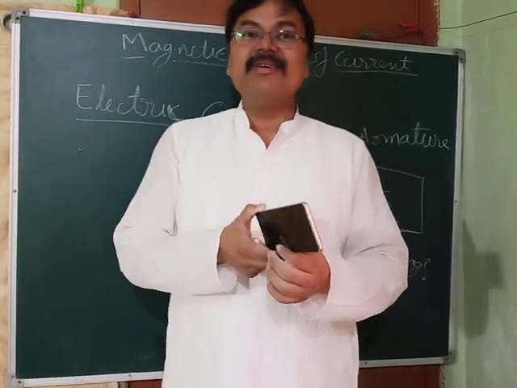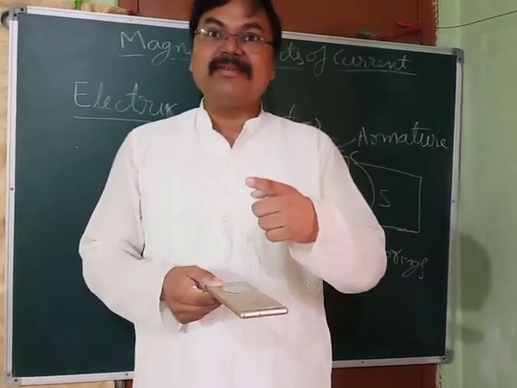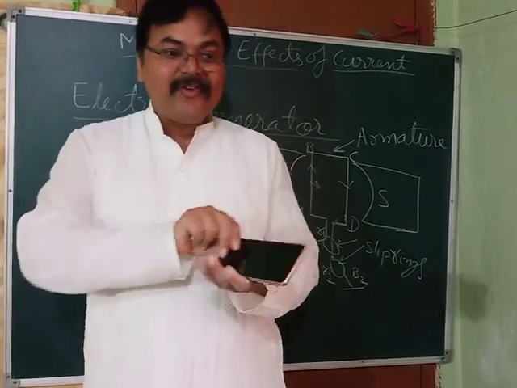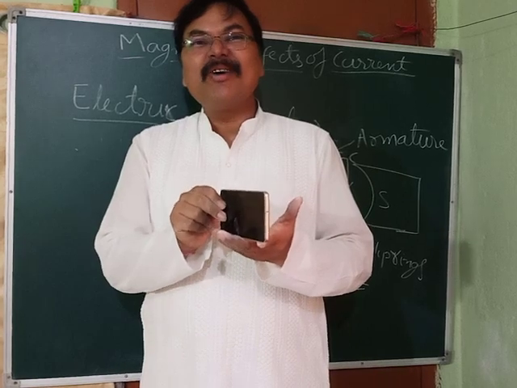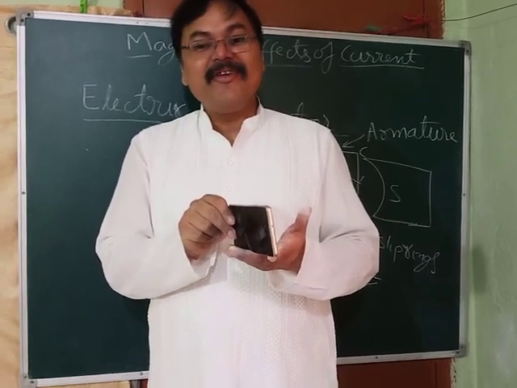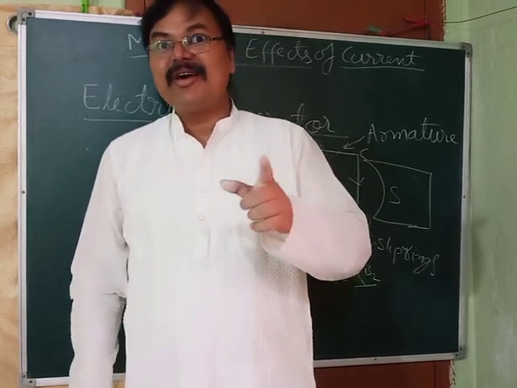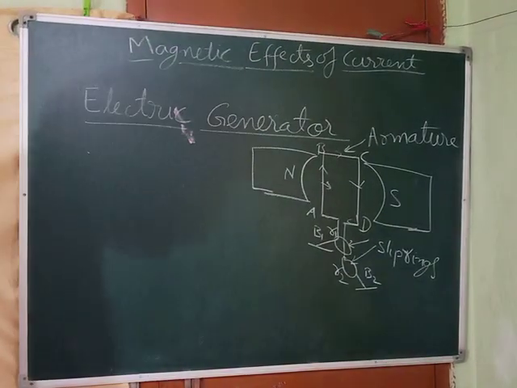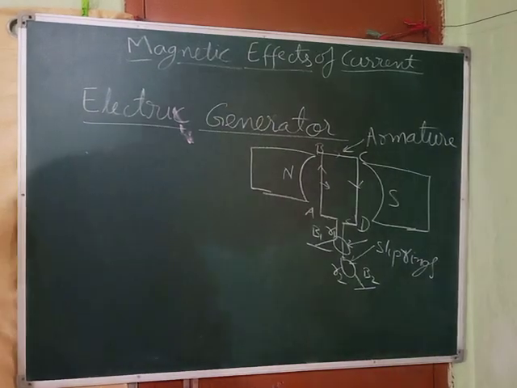And when flux is decreasing, the direction of current should be in the opposite direction. Yes, you are right. When the flux is increasing, the direction of current is in a particular direction. And when the flux decreases, the direction of current gets reversed. And that's why, what we find, so working you can write by yourself, okay?